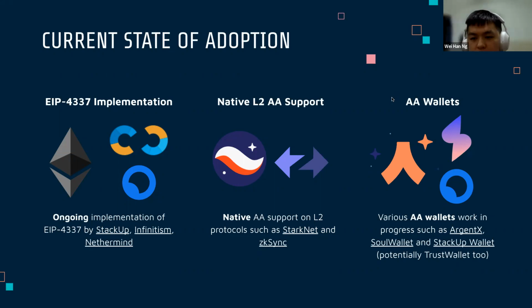And thirdly, there are quite a few account abstraction wallets being developed. The first one being ArgentX, which is built on the Starknet ecosystem. Then there's Soul Wallet and StackUp Wallet as well, and potentially Trust Wallet. So this is pretty much the summarized version of the state of adoption.